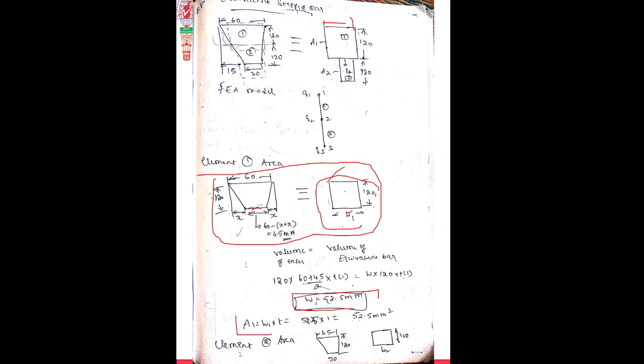Therefore, my area of section 1 becomes W1 into T. Are you understood, all of you? Write down. Any doubt you can let me know. Do it, all of you.